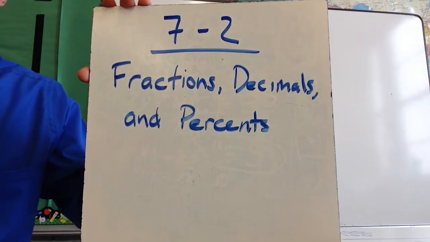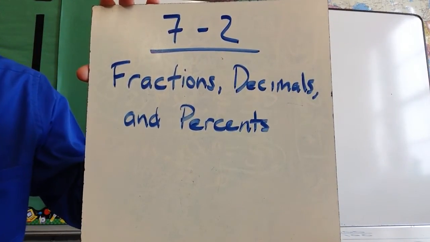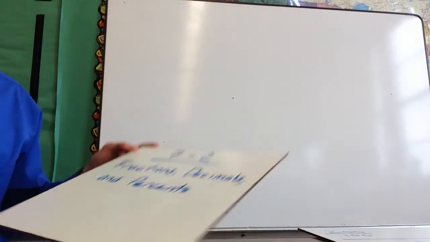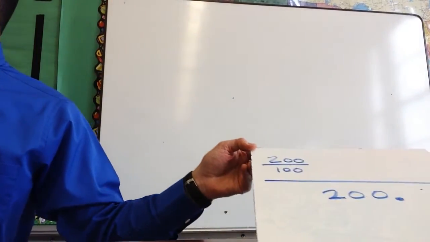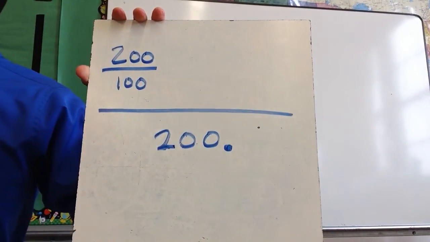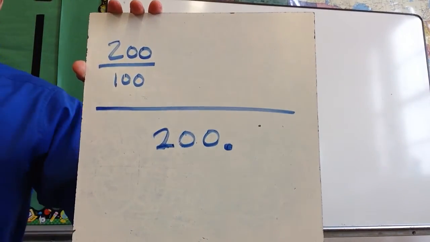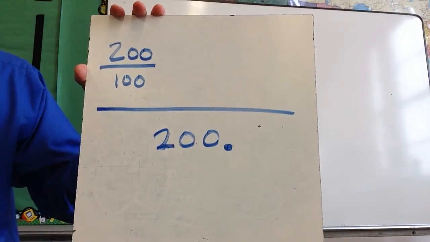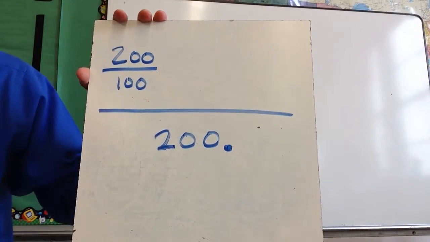This video will discuss Chapter 7.2, Fractions, Decimals, and Percents. I want to start with a trick that we're going to talk about later in this video that has to do with jumping the decimal. I'm going to show you this trick, but I want to make sure it's not magic. You understand where this is coming from.